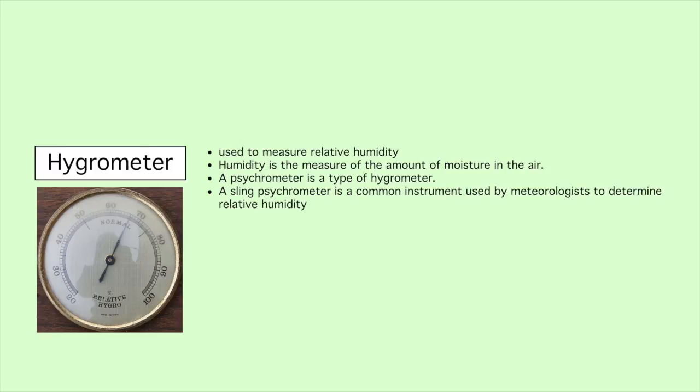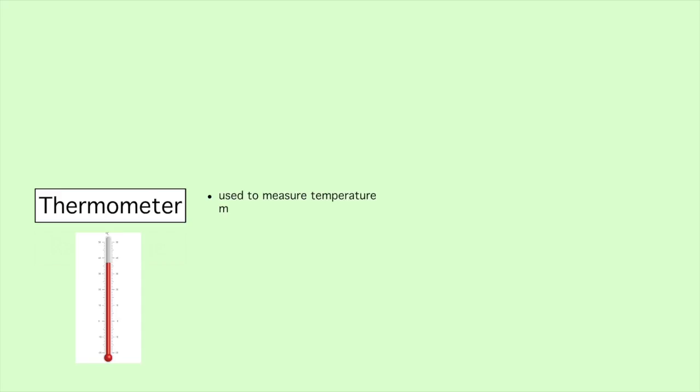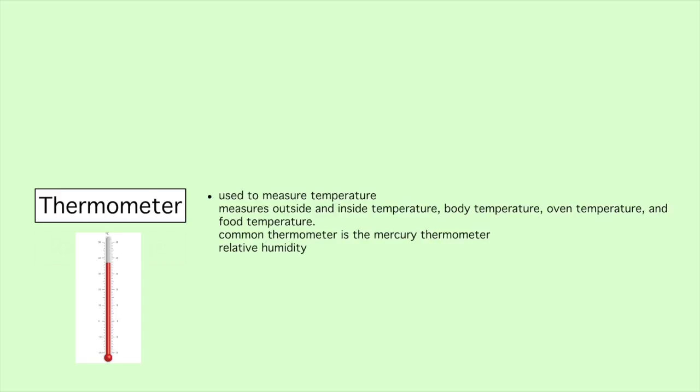There are also a variety of other humidity sensors which work automatically to measure the water content and relative humidity of the atmosphere. Onward, we have the thermometer, and everyone knows what a thermometer is. It is an instrument used to measure temperature.